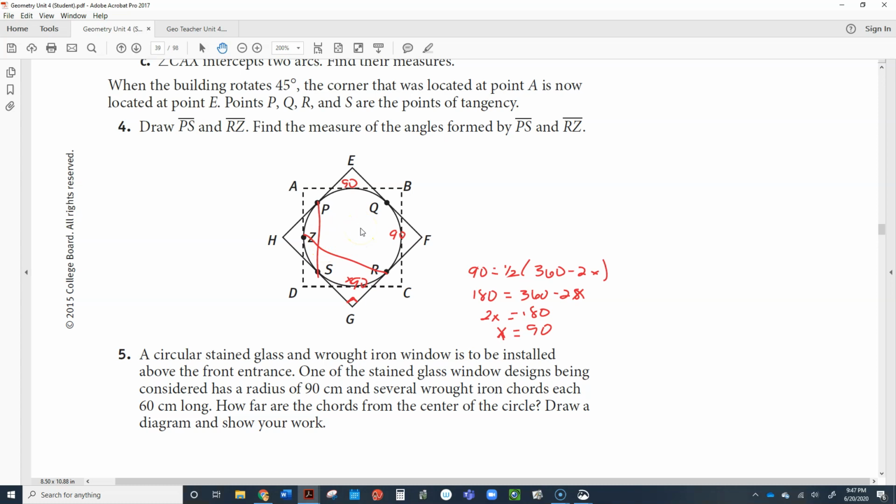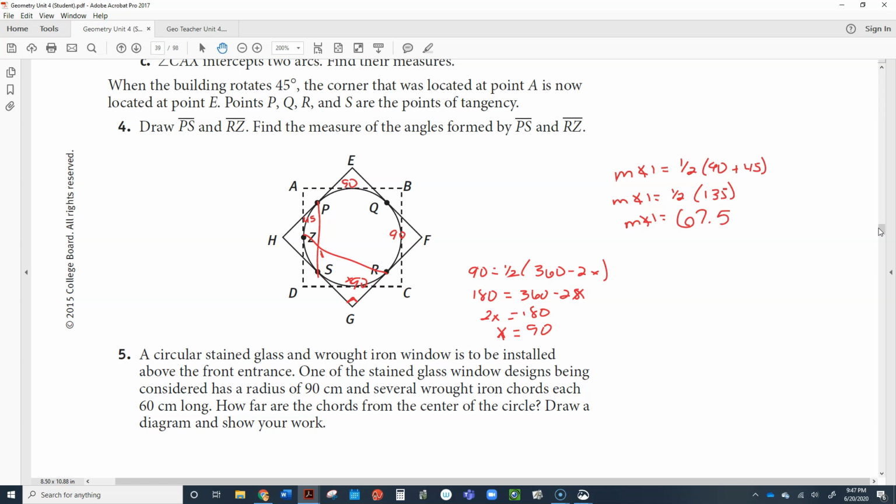This thing right here is 90. This thing right here is 45. So that means to find the measure of angle 1, the measure of angle 1 is equal to 1/2 of this arc, 90 plus 45. That means the measure of angle 1 is 1/2 of 135, and that's 67.5. So the measure of angle 1 right here is 67.5.